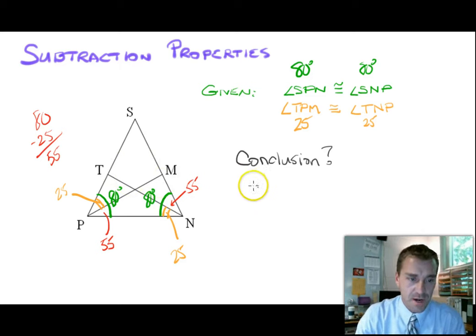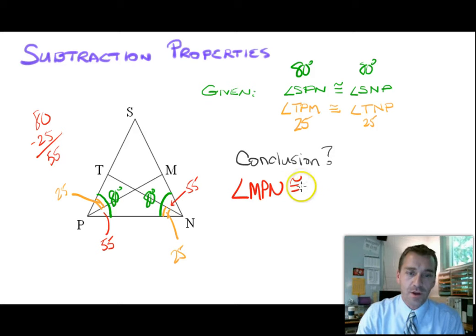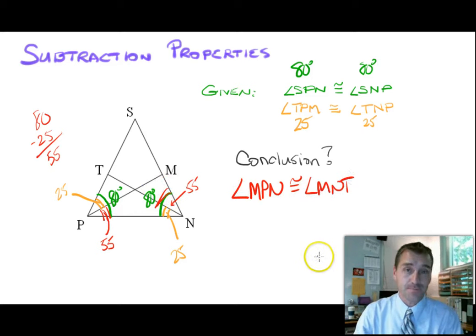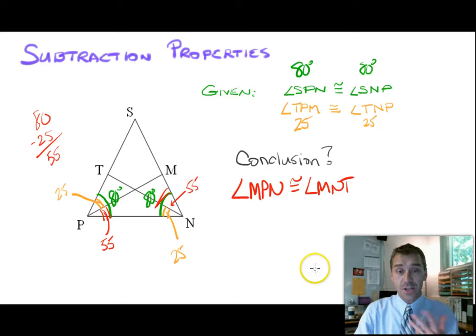So in this conclusion right here, you could certainly conclude that angle MPN, that's this angle, is congruent to angle MNT, the good old bank. So there you go. So that is your next theorem.